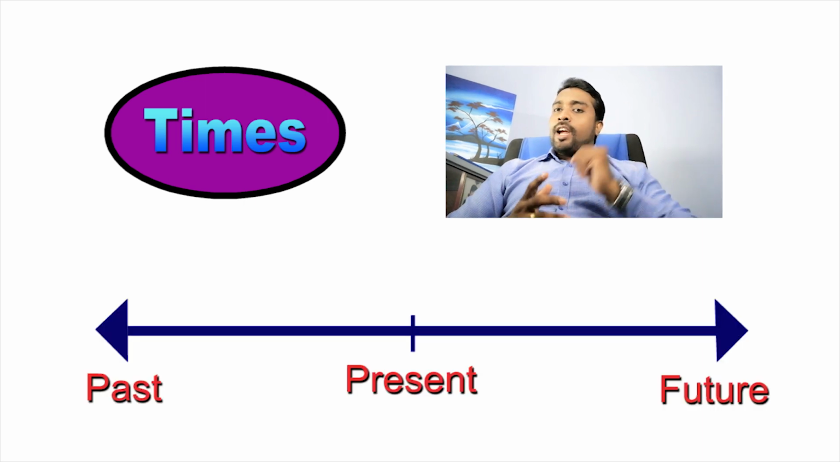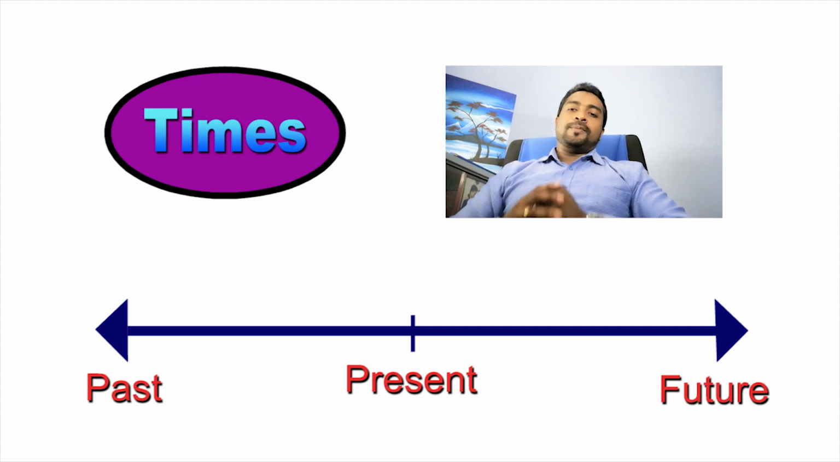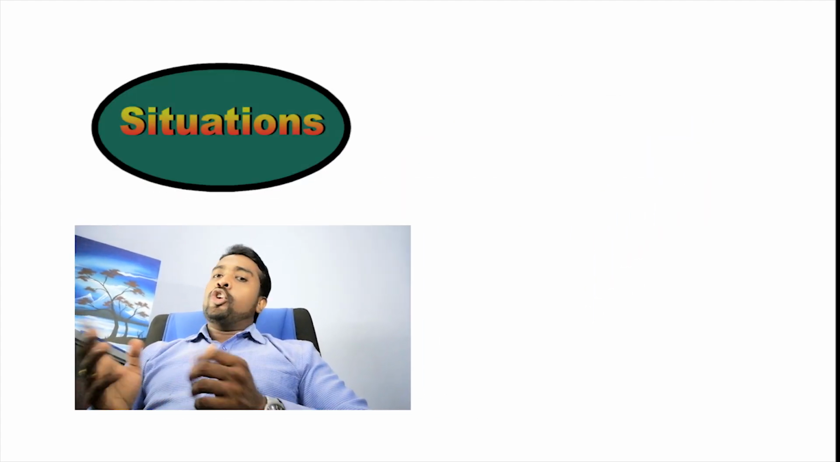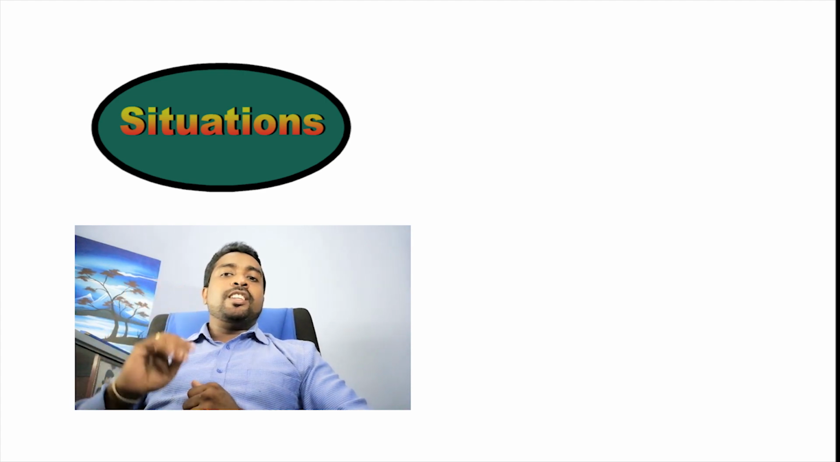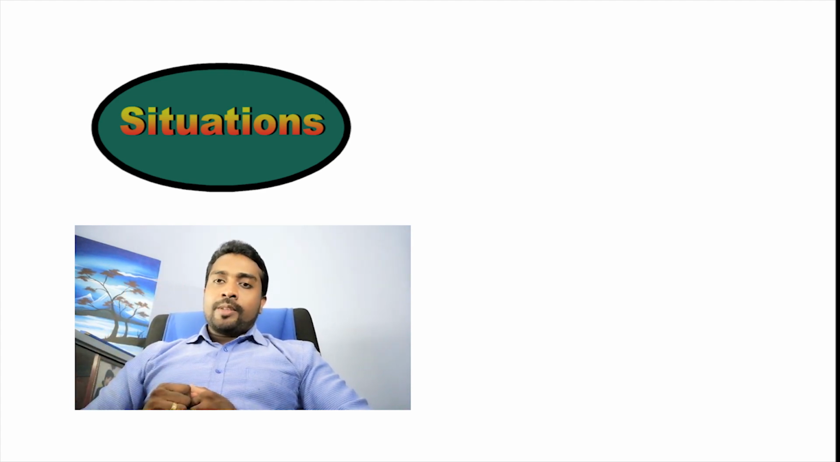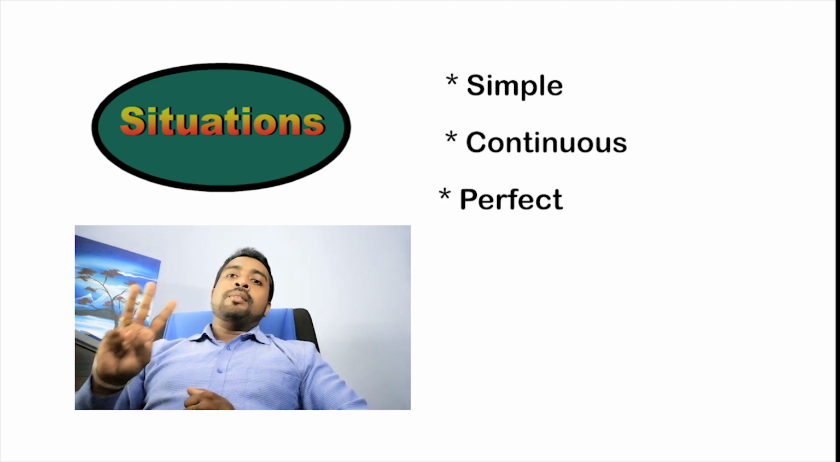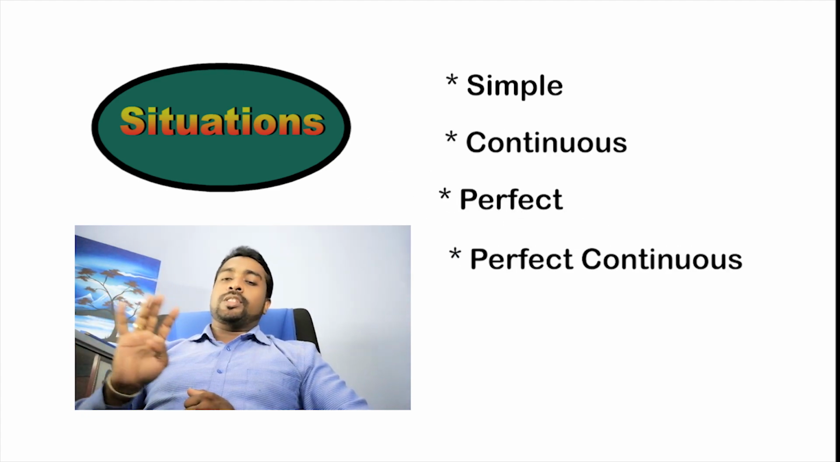Okay, now look at this timeline. It will help you to understand these words. If you are clear with the times, now let's move on to the situations. Okay, there are four situations in English. They are simple, continuous, perfect, and perfect continuous.